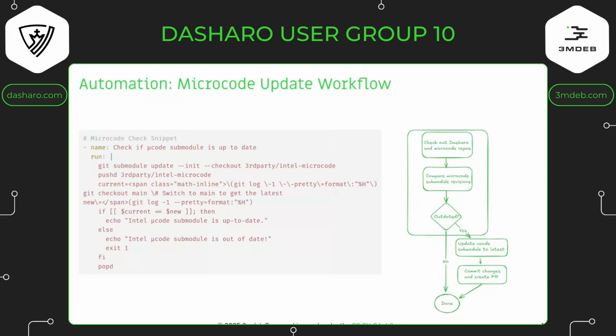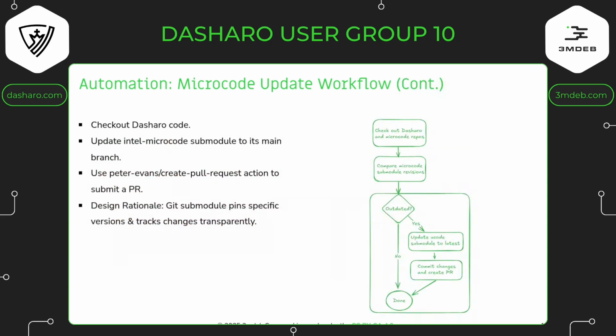So the automation of microcode update. We first check out the Dasharo and microcode repositories. We compare the microcode submodule revisions, and then we check if they are outdated. And if the microcode is indeed outdated, then the first step, the checking, exits with a code 1. And if it is outdated, then we just update the submodule to the latest version and commit changes via a GitHub action. And that's it. That's pretty much it, the entire workflow.